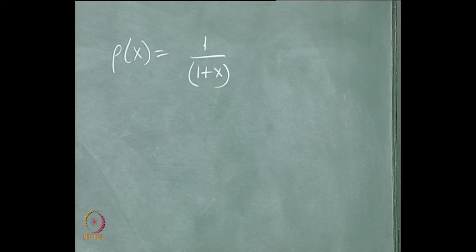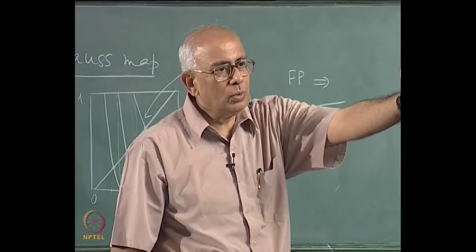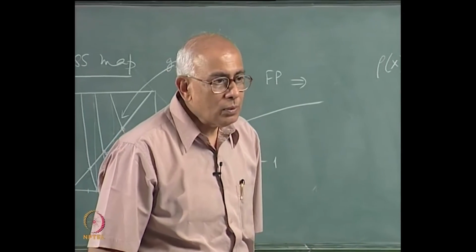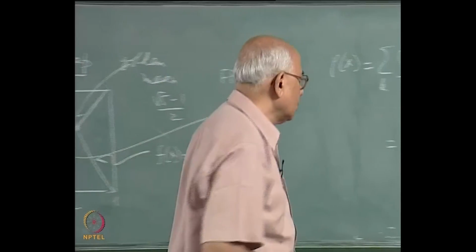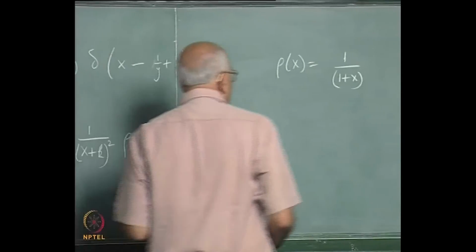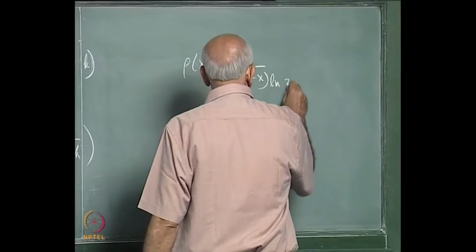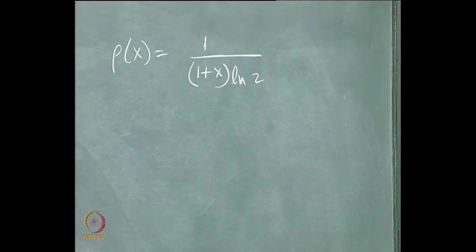If I integrate this, I get log 1 plus x, and I put in the limits. At the upper limit I get log 2, the lower limit I get log 1, which is 0. So the normalization constant is 1 over log 2. Let us put that in and write our exact expression as this. This is the normalized density, and the question is whether this satisfies it or not.